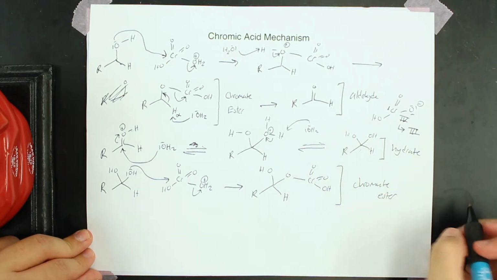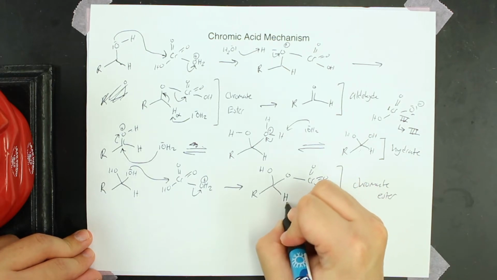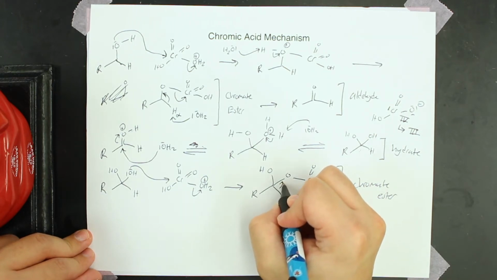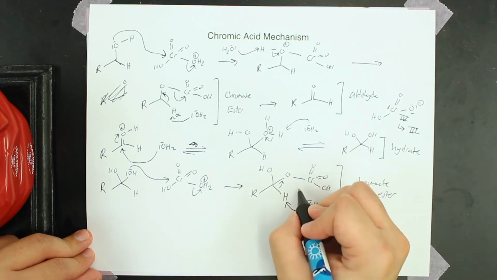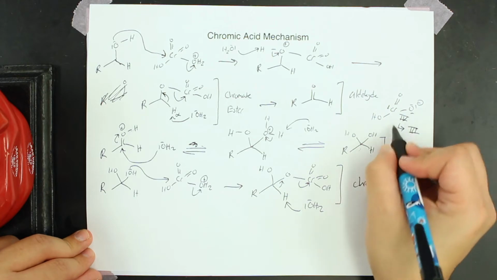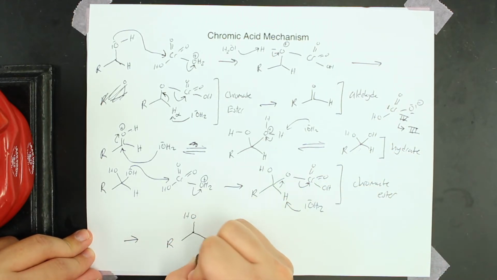And now this chromate ester is ready to eliminate. So we take another water molecule. It's going to attack the alpha hydrogen. Okay, these electrons form the pi bond between the oxygen and carbon. And then this leaves, and then it forms the chromium byproduct. And the resulting species, if you can see here, is this.